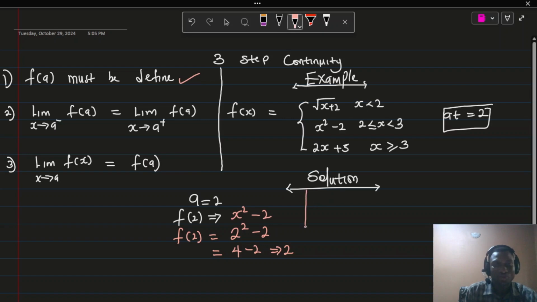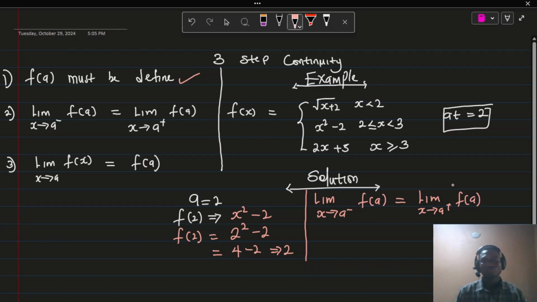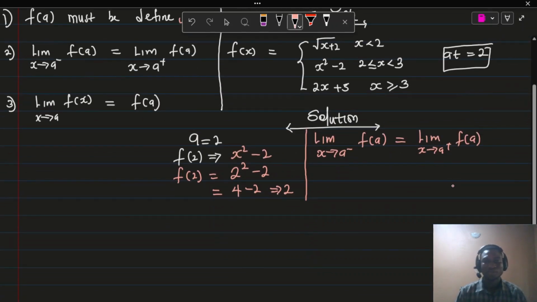Now the second condition now is that the limit as x approaches a from the left side of f of x must be equal to the limit as x approaches a from the right side of f of x. Now for us to do that, this is how we are going to go about it. Remember that our a is equal to 2. So the limit as x approaches 2 from the left hand side of our function.